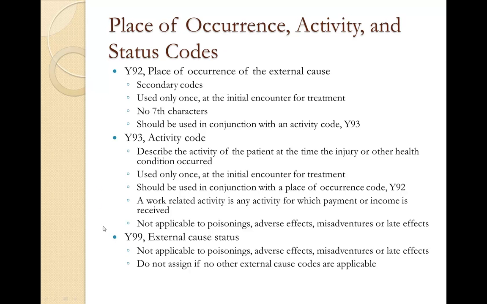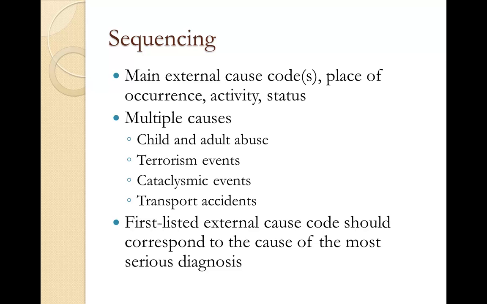So these are all considered additional external cause codes that would be coded in addition to the main external cause code indicating the cause of the injury. In terms of sequencing, here's our main external cause code, then we'd have place of occurrence, activity, and then status. If there happen to be multiple causes, this is the hierarchy that they take, and we should make sure that our first listed external cause code corresponds to the most serious diagnosis.